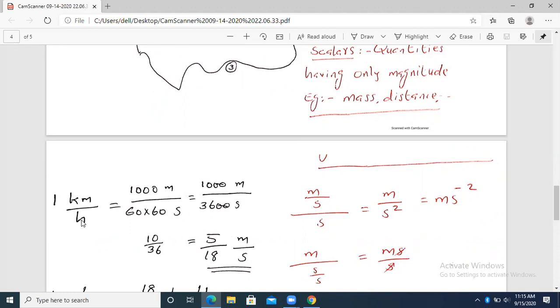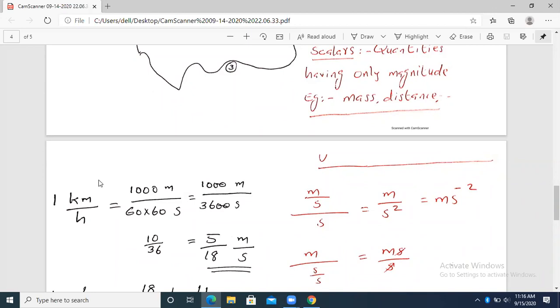Okay, then 1 hour means how many seconds? 1 hour is 60 minutes, and each minute has 60 seconds. Yeah, 60 multiplied by 60. Because whenever you multiply 1 hour by 60, it becomes minutes. Then that minute again we multiply by 60, you will get seconds. So 60 multiplied by 60 seconds, it is 3600 seconds.